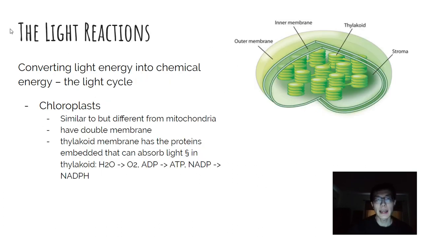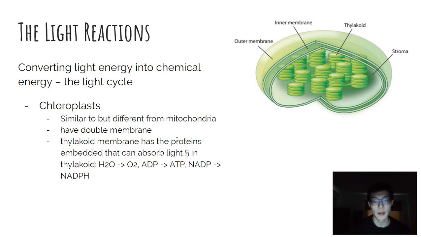When we look at the light reactions themselves, we're really converting light energy into chemical energy, and this is sometimes called the light cycle, and it happens again in the chloroplasts. The chloroplasts are very similar to mitochondria, but also slightly different. They're similar in that they have a double membrane, and what's really fascinating about chloroplasts is that some people think that they also used to be free-living organisms that through the endosymbiotic theory became incorporated into the larger cell.